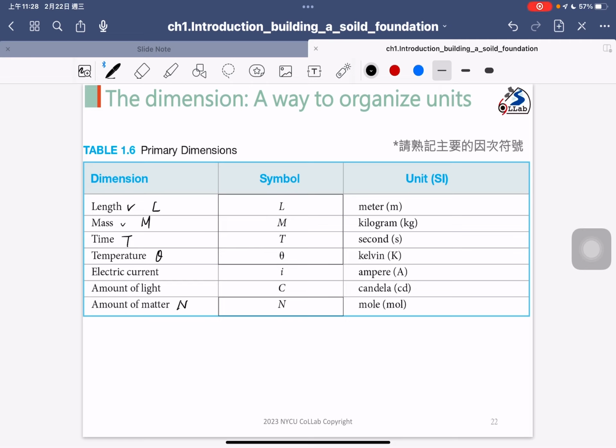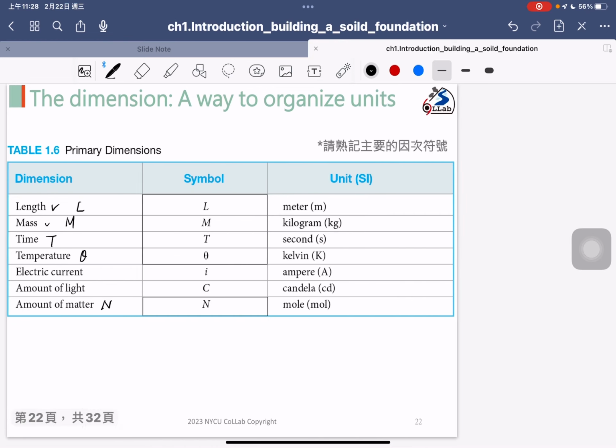N is related to the mole. Okay, so this is the symbol in this textbook. In our chapter 8, the topic related to dimensional analysis, you should use the symbol to do some exercises. So in chapter 8, I will repeatedly emphasize some important points.